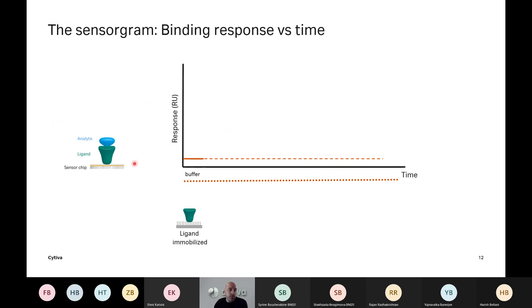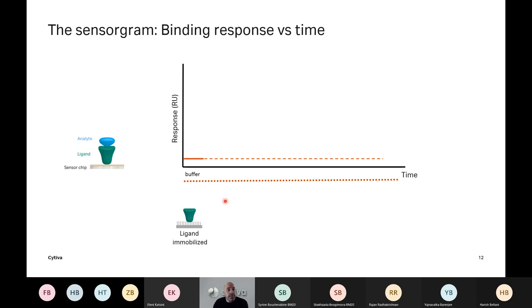We call the molecule that is attached to the surface the ligand, and the molecule that is injected in solution, the analyte. So at the very first moment, we should have the ligand immobilized on the chip surface, and then we normally flow a running buffer to create a baseline. The conditions at which the interaction will happen are defined by the running buffer, basically. So the conditions of the running buffer will define how the interaction will occur.